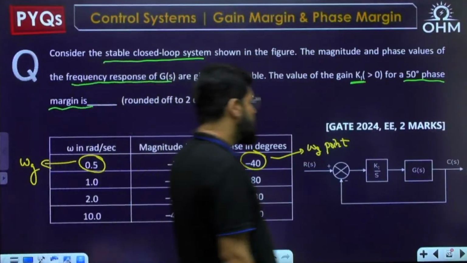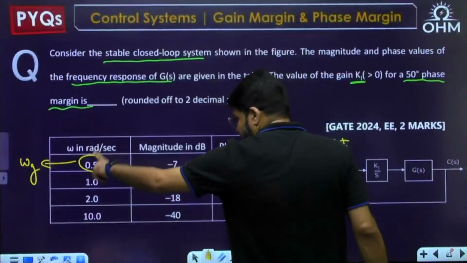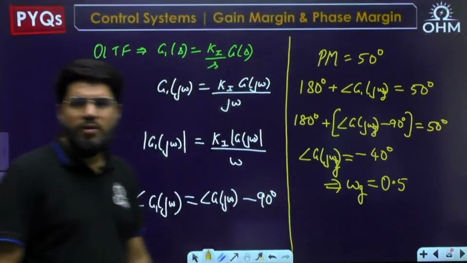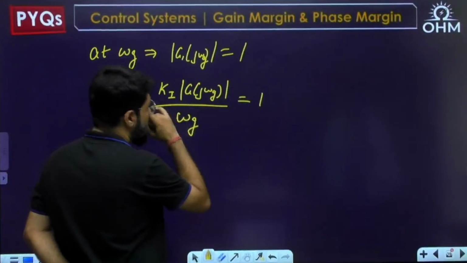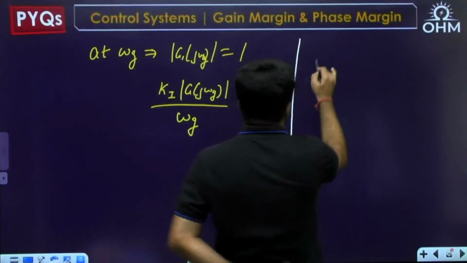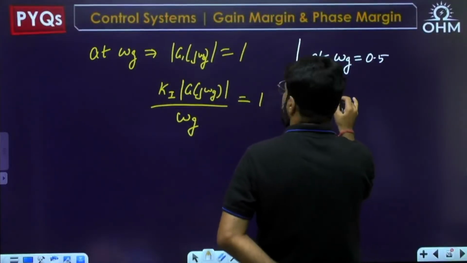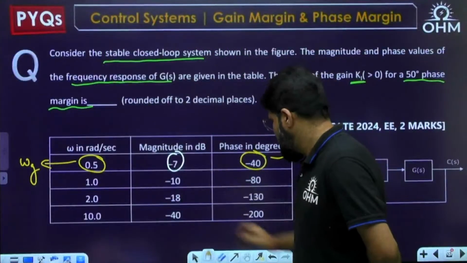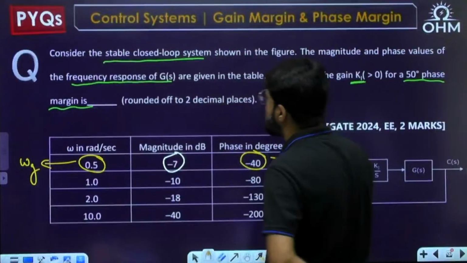So I have told you that angle G(jω_G) is minus 40 degrees. In this question, even the frequency is given, and that frequency is 0.5. So that means Ki. Now what is the magnitude of this function at 0.5? What is given to you? I'll do some separate calculation. At omega G, which is 0.5, in the table what is given to you is the decibel value, minus 7. Magnitude is given in decibel, minus 7. This is the frequency response of G.